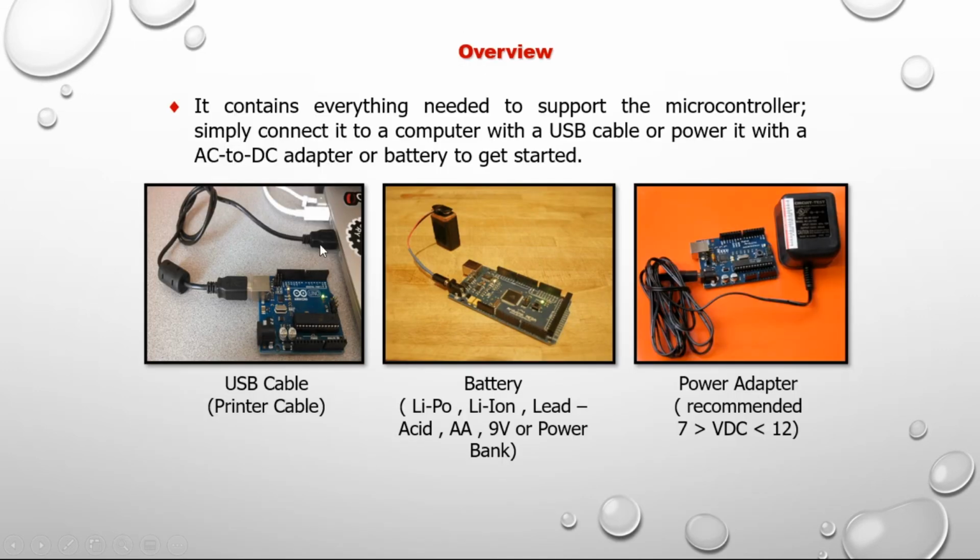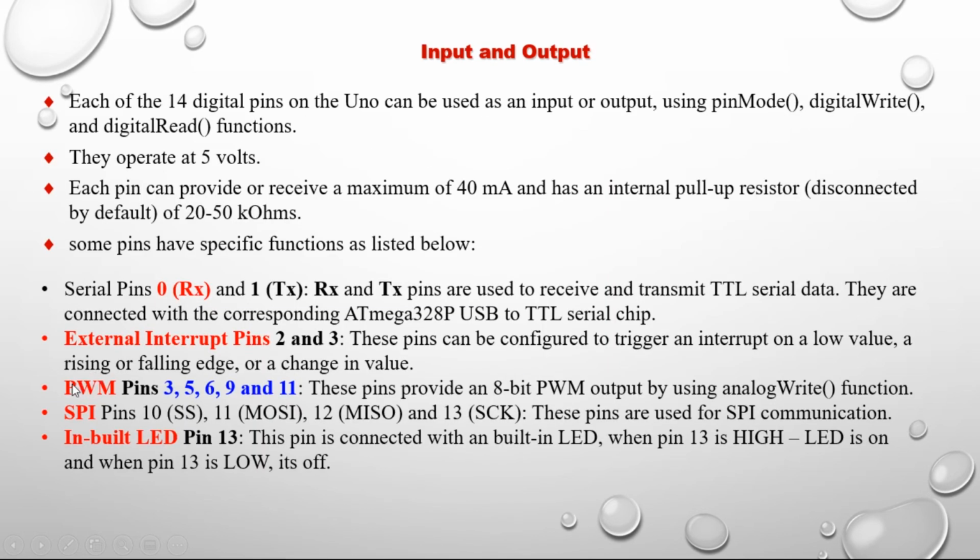You can connect your Arduino Uno with the laptop by using the USB Type B port, or you can power it up by using a battery or an AC to DC adapter. The recommended input voltage for the AC to DC adapter is between 7 to 12 volts. I would like to highlight the important pin that we are going to use in our robot implementation, which is the PWM pin to control the motor of our robot.